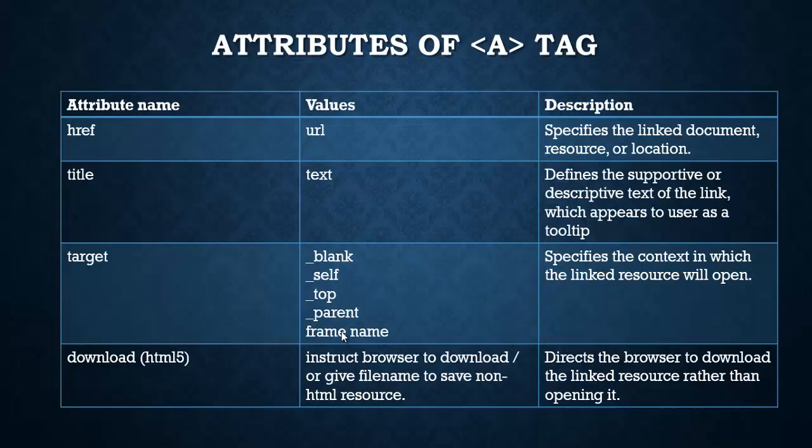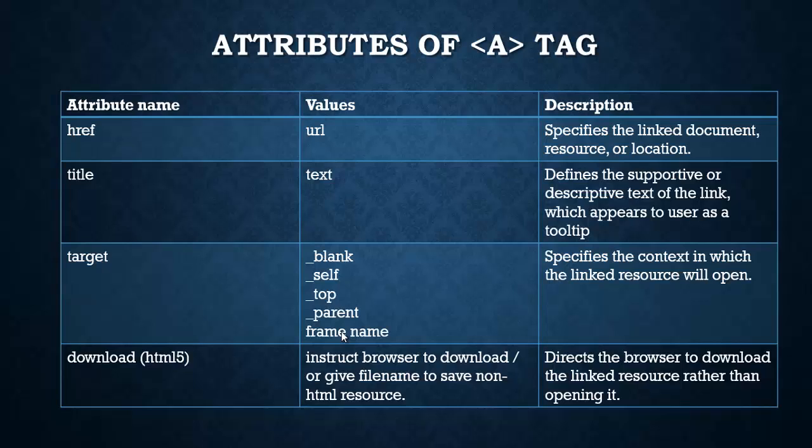So finally, conclude this video with the list of attributes of the anchor tag. The first attribute that we have discussed is href, which receives the URL for the linked resource. The second attribute is title, which is used to define the supportive or descriptive text for the link, which appears to the user as a tooltip.